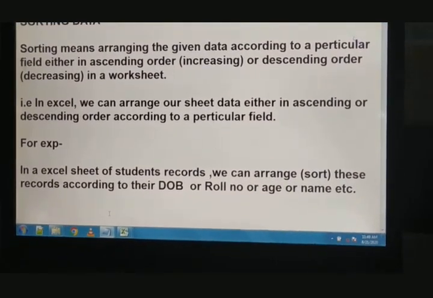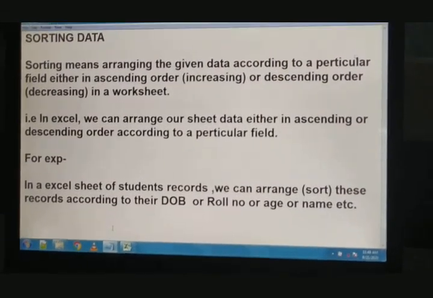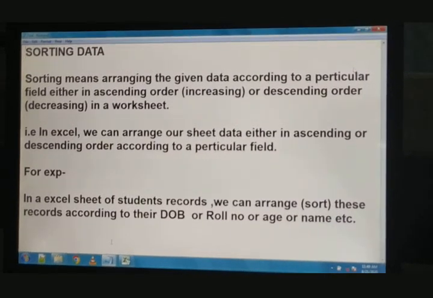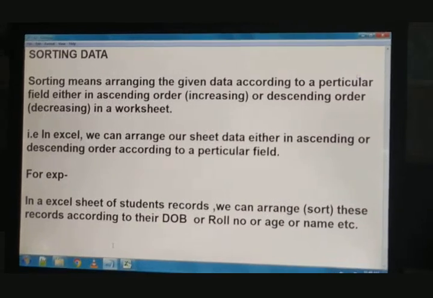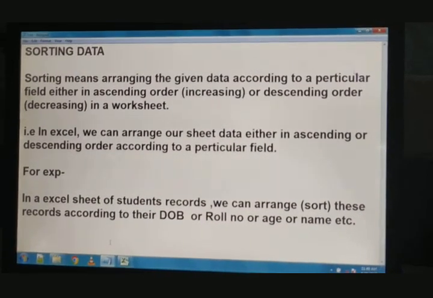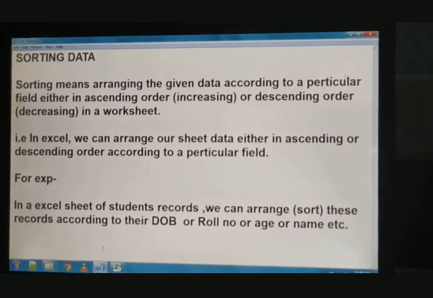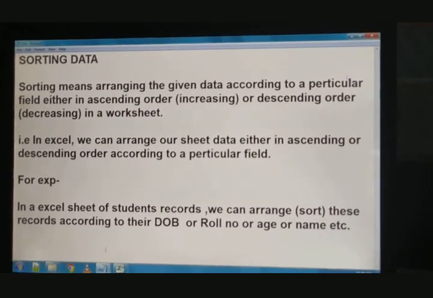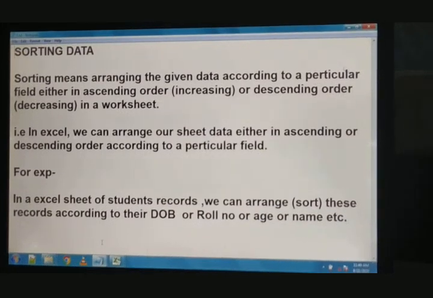For example, in an Excel sheet of students' records, we can arrange these records according to their date of birth, or their roll number, or their age, or their name. So we can say that by using the sorting feature in MS Excel, we can arrange the given data according to a particular field, either in ascending order or in descending order. Okay, let's understand this point by using practical.